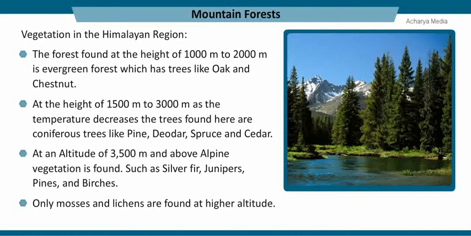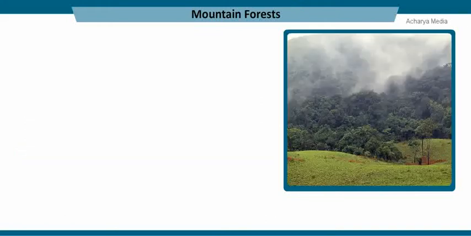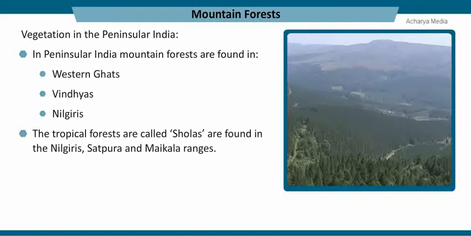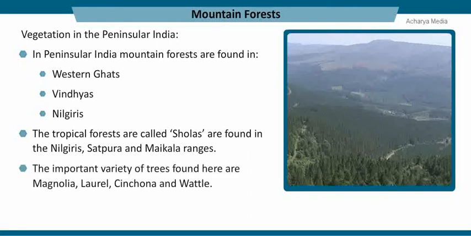The southern slopes of the Himalayas are covered with these types of forests, and parts of the eastern states of India have coniferous forests. Vegetation in Peninsular India. In Peninsular India, mountain forests are found in the Western Ghats, Vindhyas, and the Nilgiris. The tropical forests called sholas are found in the Nilgiris, the Satpura, and Maikala ranges. The important varieties of trees found here are magnolia, laurel, cinchona, and wattle.